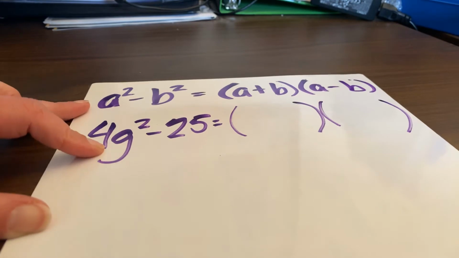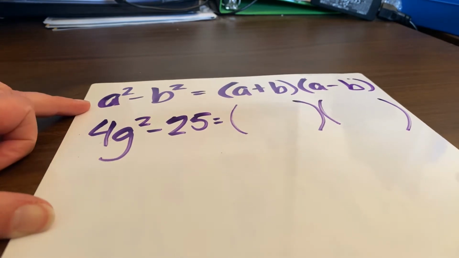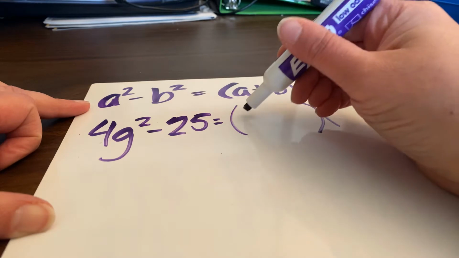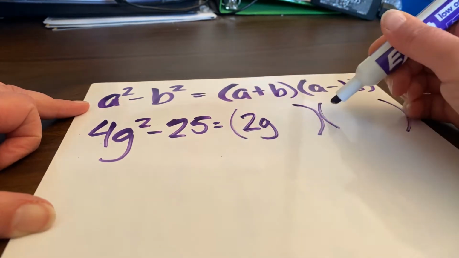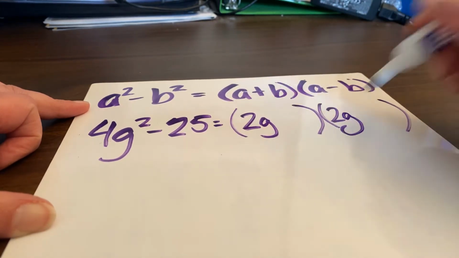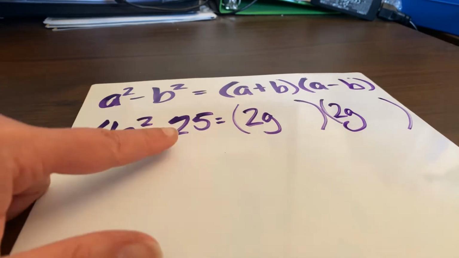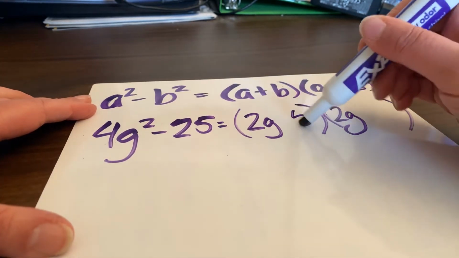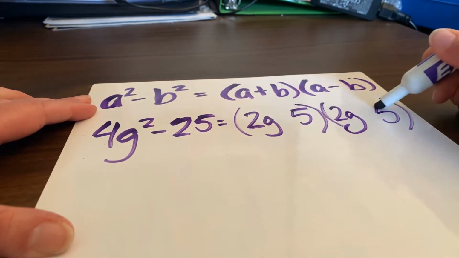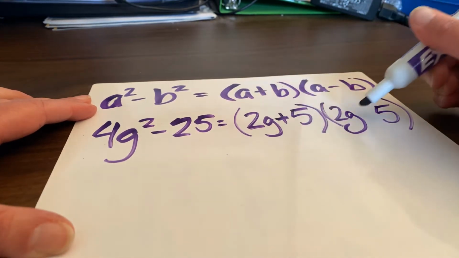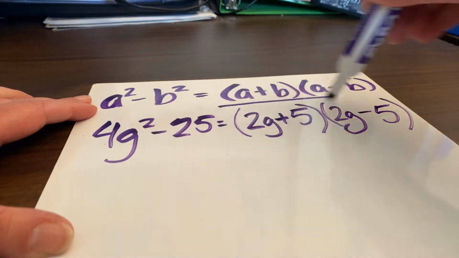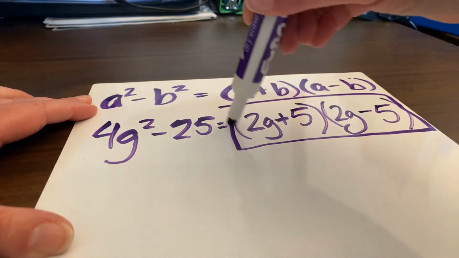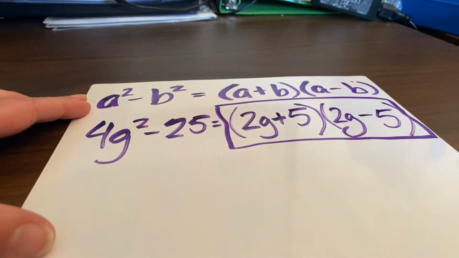What's the square root of 4g squared? That's right, it is 2g. And so 2g goes in both of those spots. And what's the square root of 25? What number times itself is 25? That would be 5, right? So we plug that guy in here. And we add a plus sign to one and a minus sign to the other, and boom, we are done.